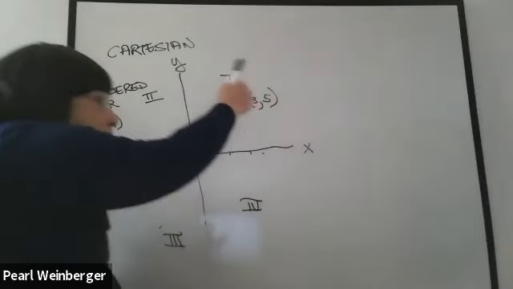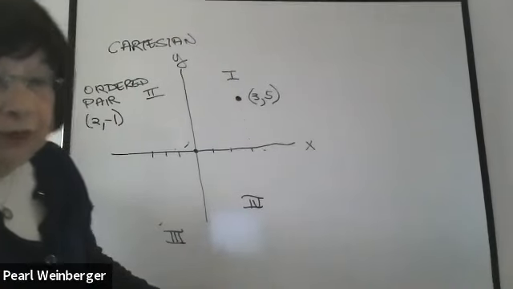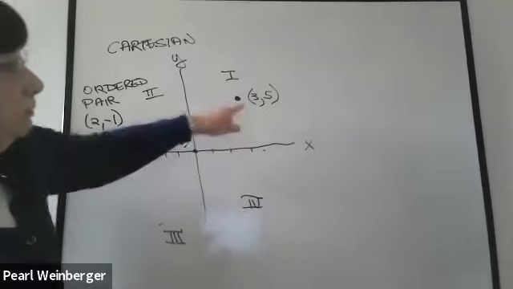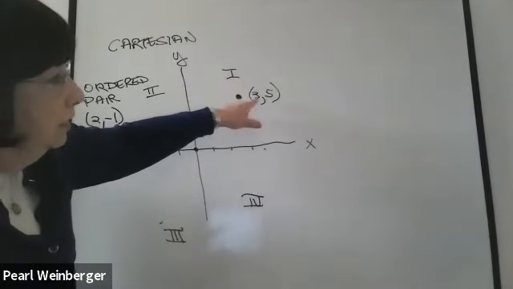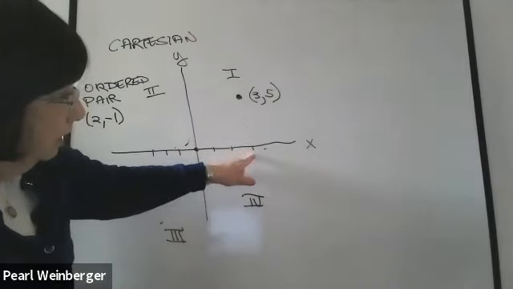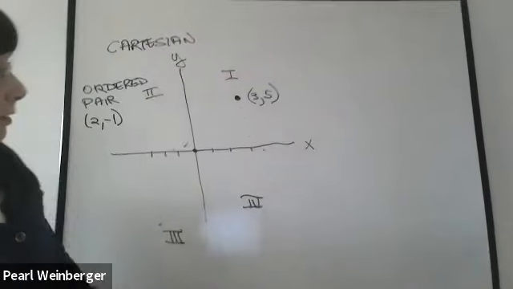And I have to put in the parentheses to indicate what I'm talking about is a point, because if I just write 3 and 5, you're not going to know what I'm talking about. Putting it in parentheses, the first number always means the number to the right or left. The second number always means the number up and down.